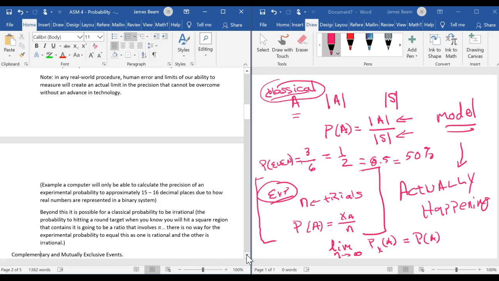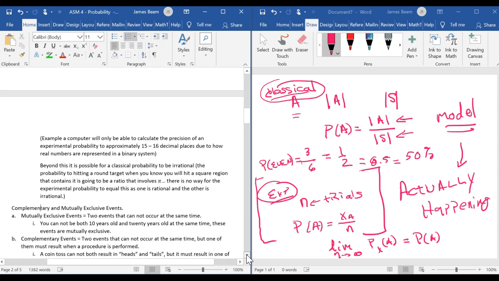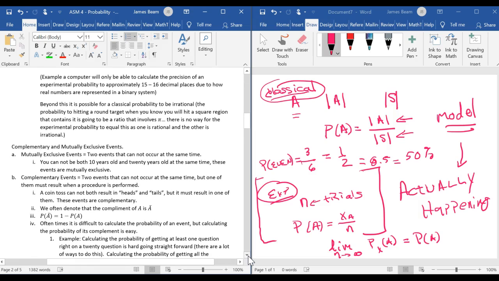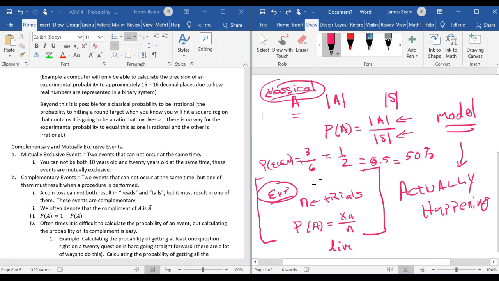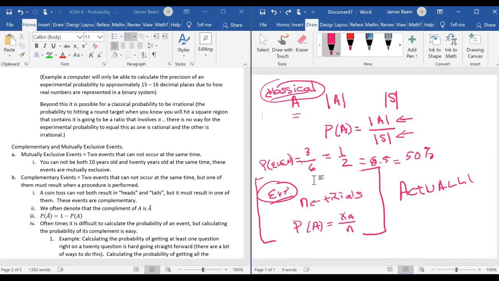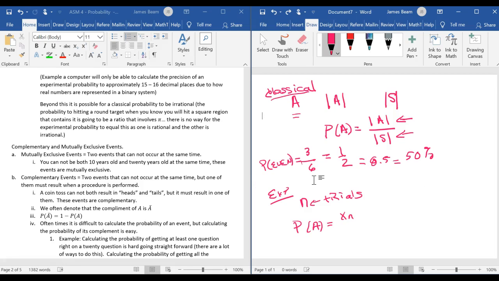Some things to be aware of, like if you're doing computer precision, you only get 15 to 16 decimal places. That's kind of a big deal in measuring small precision things. It's just because of the way a computer represents binary numbers. You can do a whole course on that. But also you end up with situations where the classical probability is irrational, which is kind of a neat thing to point out.